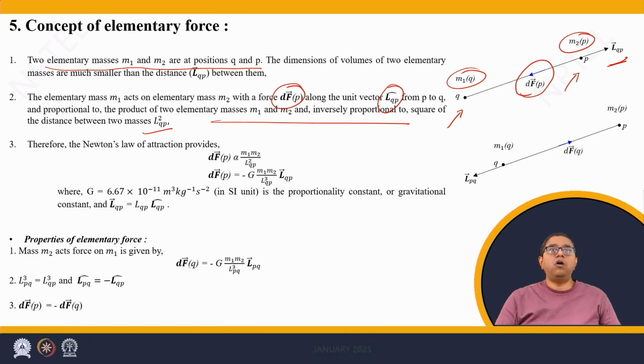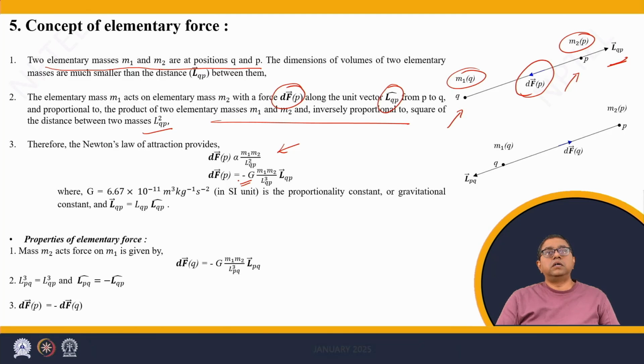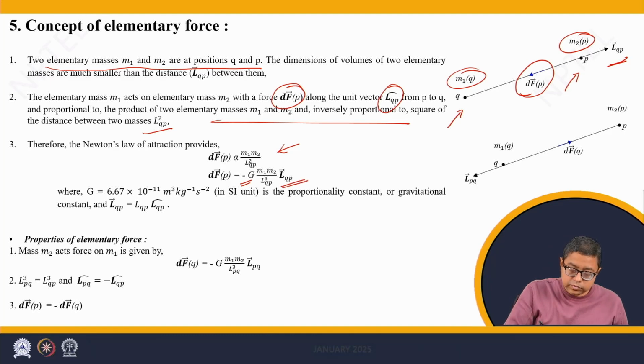Thus, Newton's law of attraction gives us this relation that the elementary force is proportional to m1 m2 by LPQ square. The proportionality constant is G, and since the masses attract each other, hence the minus sign. Note that to indicate the direction, LPQ vector is introduced with the denominator now being LPQ cube.